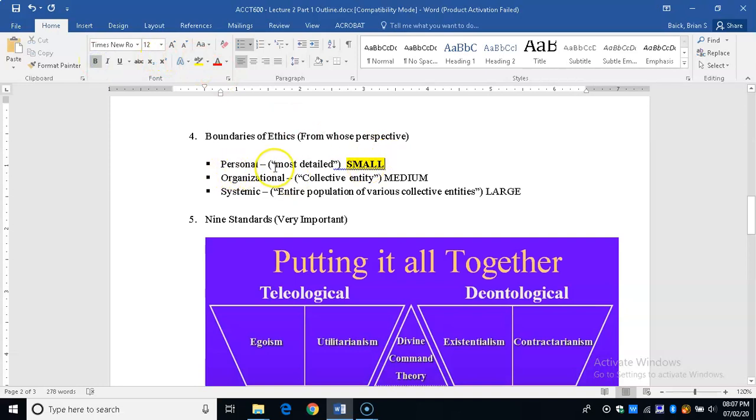So when you think about questions of ethics, are you thinking about what's right versus what's wrong just for yourself? That's personal. Are you thinking about what's right versus what's wrong for the company that you work for? That's an organization. Are you thinking about what's right versus what's wrong for American University? That would be a question of organizational ethics. If you're thinking about what's right versus wrong for all accounting firms or all universities, then that's more of a systemic approach to ethics.